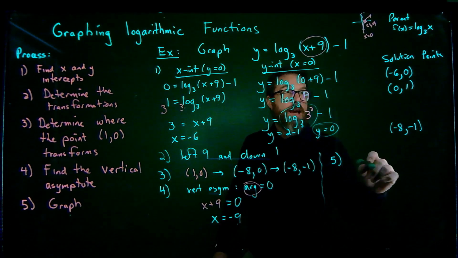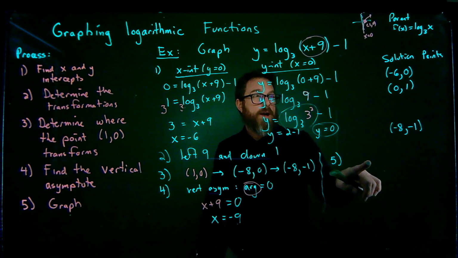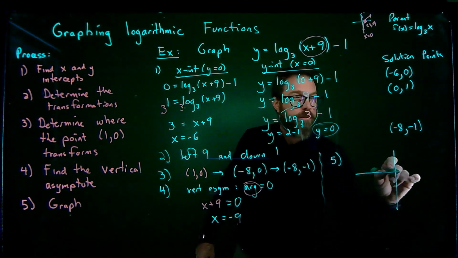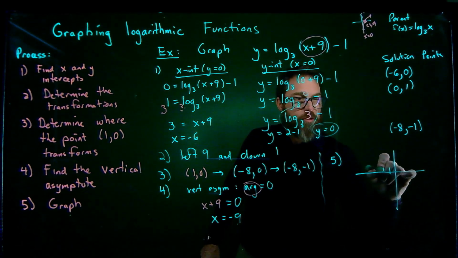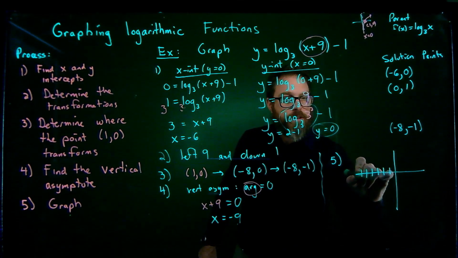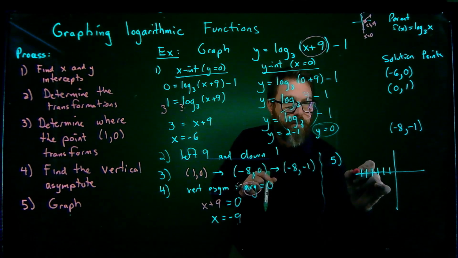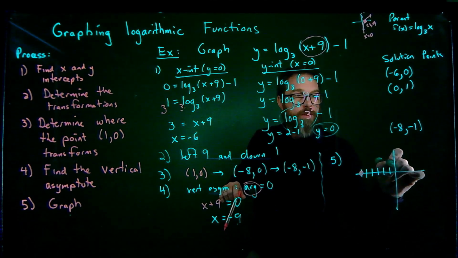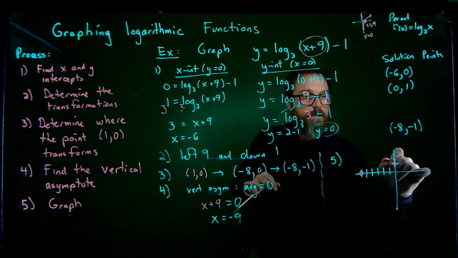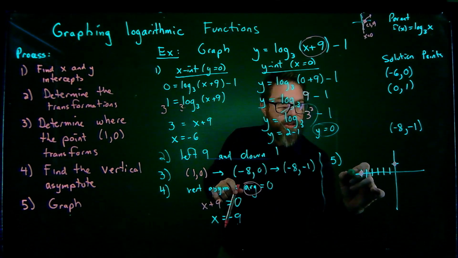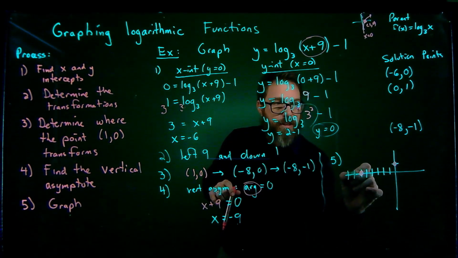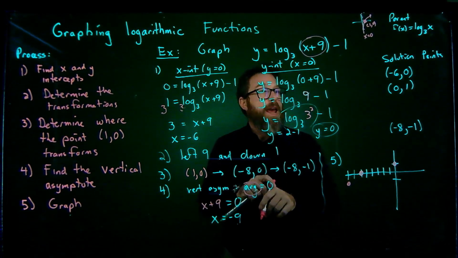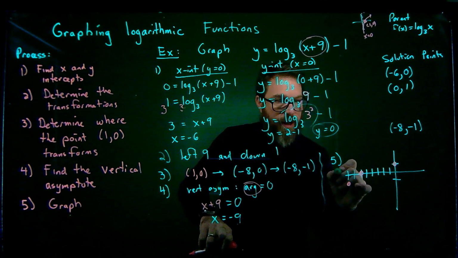So if I graph this thing, I know I have solution points of negative 6, 0. I have 0, comma 1, and then also negative 8. So it's going to be down here. So negative 6, 1, 2, 3, 4, 5, 6, 0. So this is going to be 1 point. I have 0, comma 1, which is right here, the y-intercept. I also have negative 8, so negative 7, negative 8, negative 1, so down here, another solution point. And then don't forget that we have a vertical asymptote at negative 9.